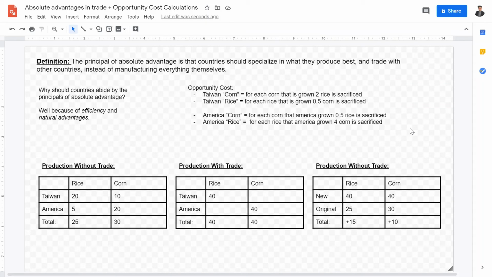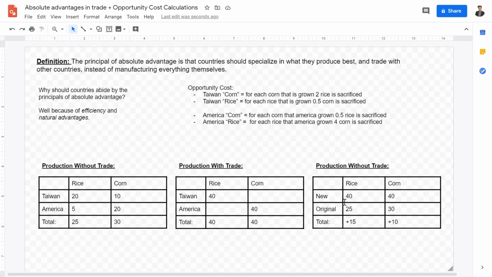Now, let's say the countries have perfect information and know this. What should they specialize in growing? In this example, Taiwan should specialize in growing rice since they have the advantage in growing rice. For each rice they grow, they only sacrifice half a corn. However, for each corn they grow, they sacrifice 2 rice. So Taiwan should grow rice and America should grow corn. That way, global production of rice will rise to 40 units, and global production of corn will rise to 40 units as well, doubling what it was previously.